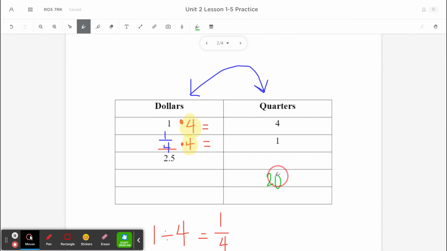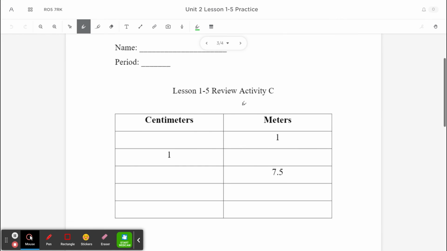When you're finished, you're going to complete slides 3 and 4 independently. On slides 3 and 4, we see the relationship between centimeters and meters. Remember that there are 100 centimeters for every meter. Remember, this is a short video that you're able to pause or go back to at any time if you need to hear me explain these concepts. If you need help, make sure you send me an email.